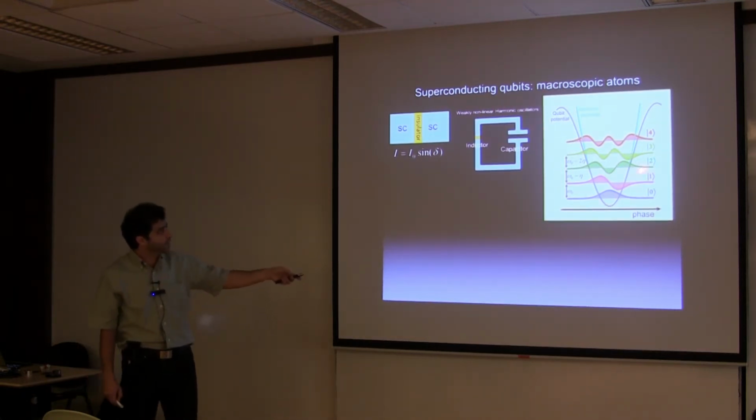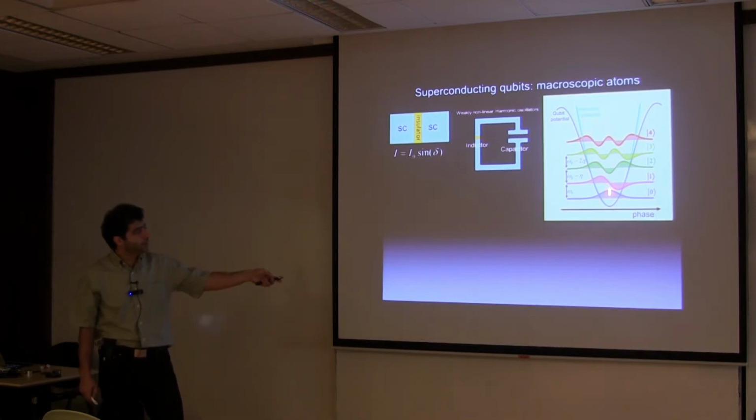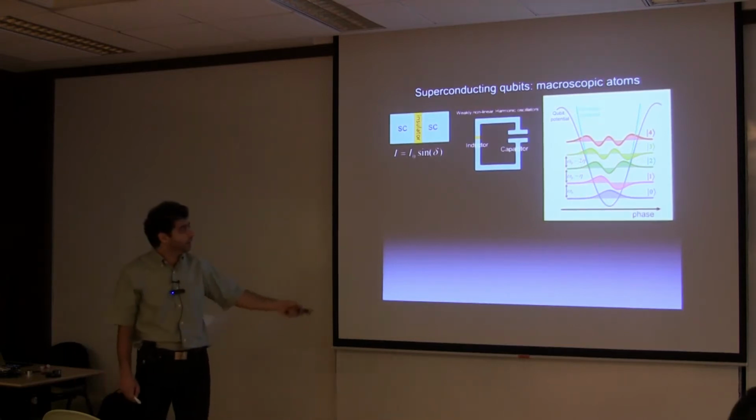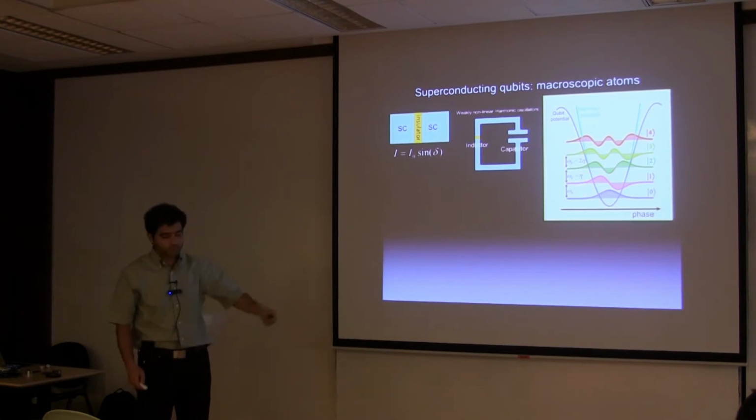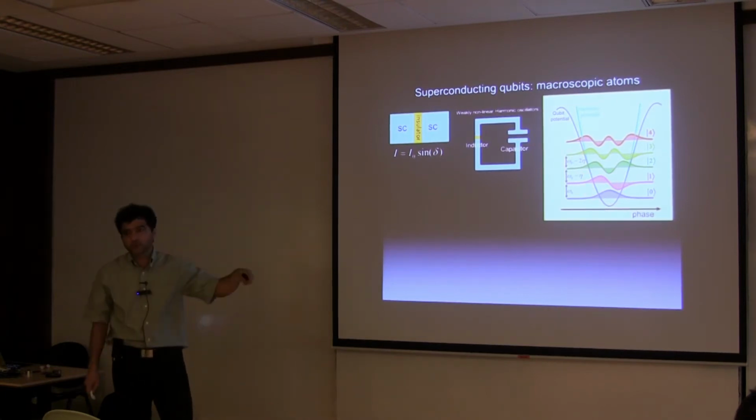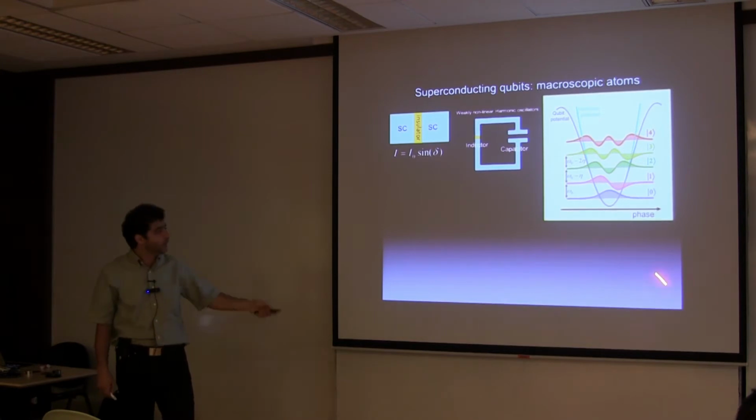So the nonlinearity would lead to unequal level spacing. If you had a linear harmonic potential, you would get an equal spacing. That's the cyan curve. But then the nonlinearity makes the level spacing get more jammed together, so it gives you the addressability of the level. And people focus on these two lowest levels, and they call it a qubit.